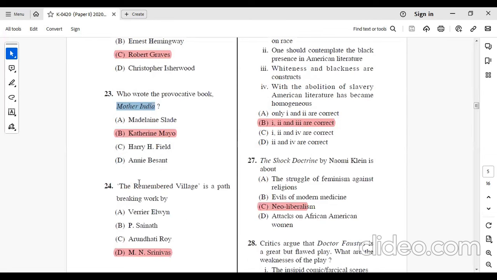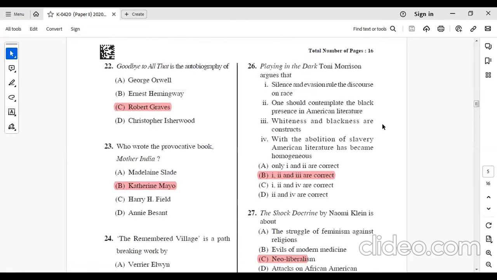And the next question is here, The Remembered Village. The Remembered Village is written by M.N. Srinivas. Now, next question number 25.